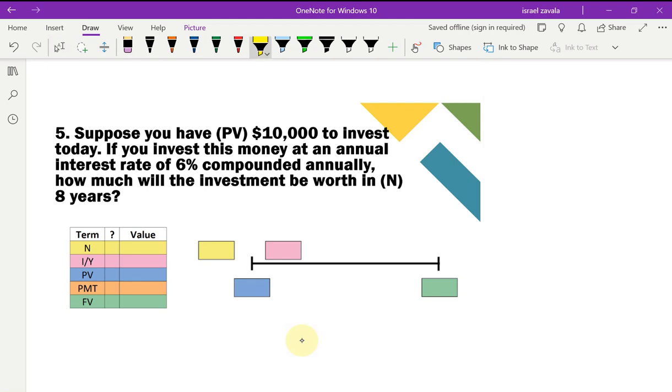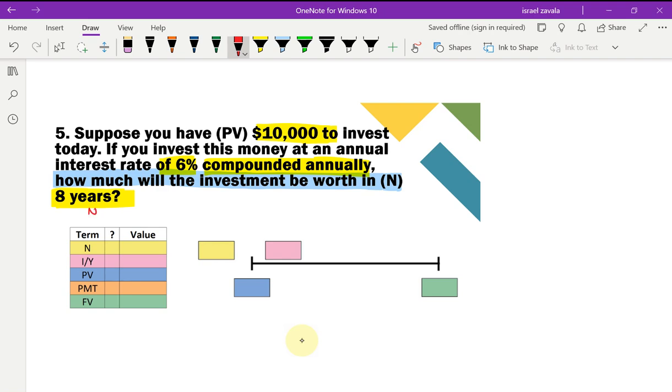Suppose you have $10,000 to invest today. If you invested this money at an annual interest rate of 6% compounded annually, how much will your investment be worth in 8 years? So I've highlighted all the terms in yellow. What is the question? How much will the investment be worth in the future, right?